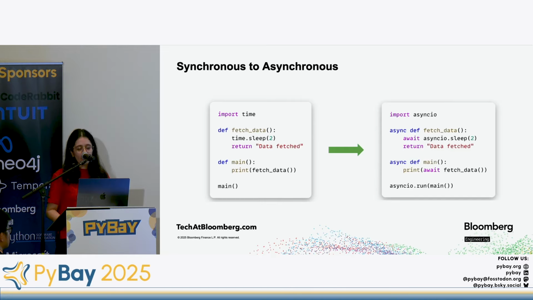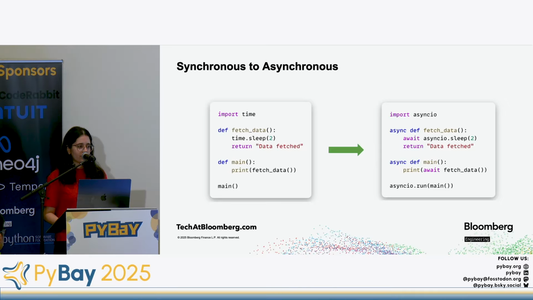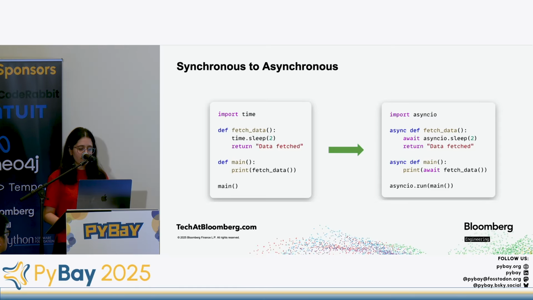Now we convert this piece of code to be asynchronous. We convert fetch data to be a coroutine using async def, and we replace time.sleep with asyncio.sleep, which is the asynchronous alternative. And we've also converted the main function to be asynchronous, and we start an event loop using asyncio.run.